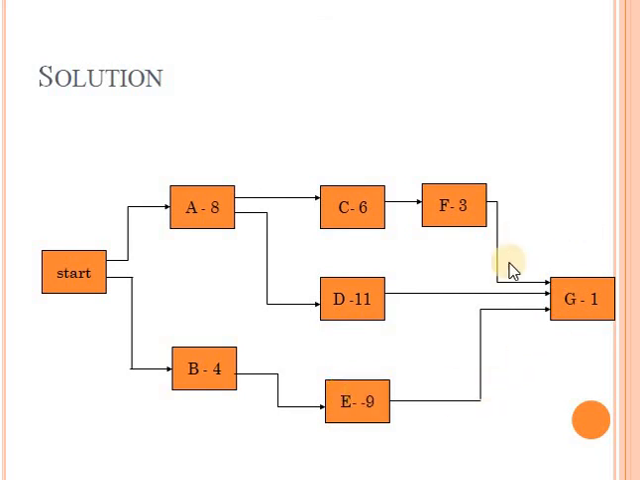So here we have G. It has 3 predecessors, F, D, and E. So this is how we draw the network of any project. Next time we will learn how to create the critical path and to know the critical activities. Thank you.